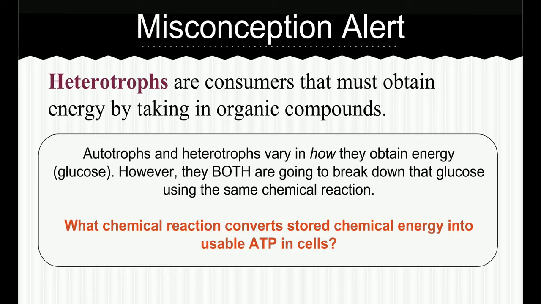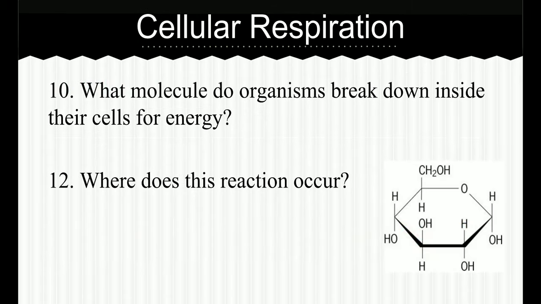Quick misconception that I want to clear up before we keep going. Autotroph and heterotroph is a term that describes how organisms obtain their energy, so how they get the energy. Once they have that energy, so once they have that glucose, it does not matter if they are autotrophs or heterotrophs anymore. They are going to use the exact same chemical process to break down glucose to make energy inside their cells. So see if you can remember what chemical reaction is going to convert stored chemical energy into usable ATP in your cells. Good, so hopefully we're able to remember that that's cellular respiration.